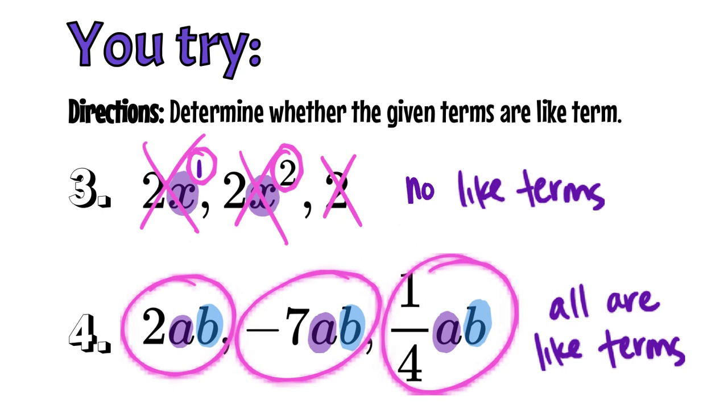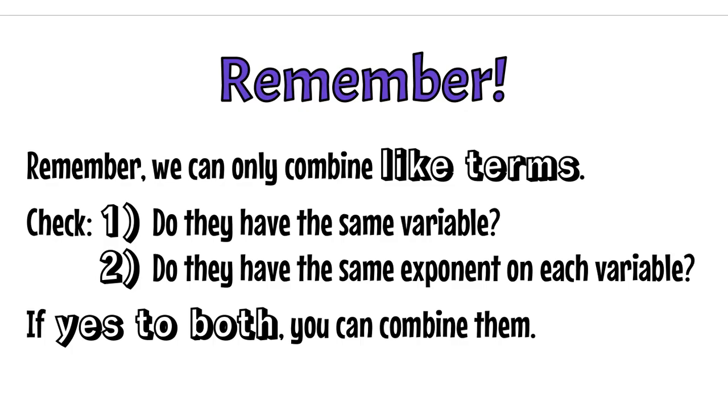In number 4, we have 2ab, negative 7ab, and 1/4 ab. Both a and b are the same variables, and they are also raised to the same power in each of the terms. Therefore, all of these terms are like terms. Next, we're going to try some examples where we're actually identifying the like terms and then combining them in order to simplify expressions.